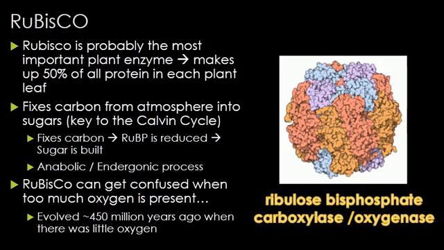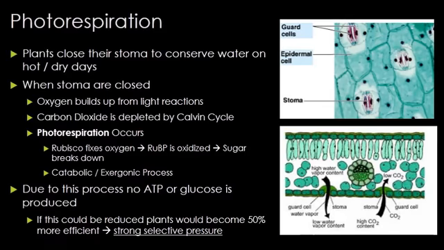Now, RuBisCO is old. It's been here for about 450 million years as far as we can tell from a big spike in oxygen at that time that we can see in the rocks. So it can get really confused because it evolved before oxygen was common. So like we said, RuBisCO is old and it can get confused. And the reason it gets confused is because it gets hot.